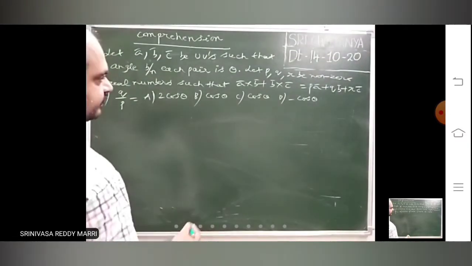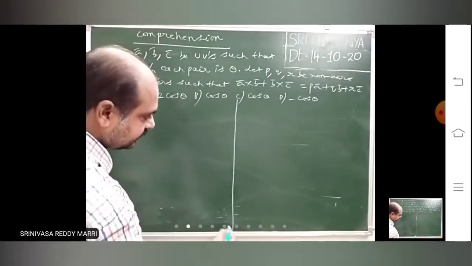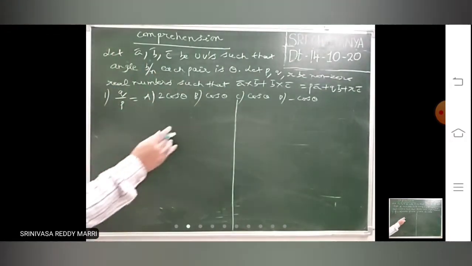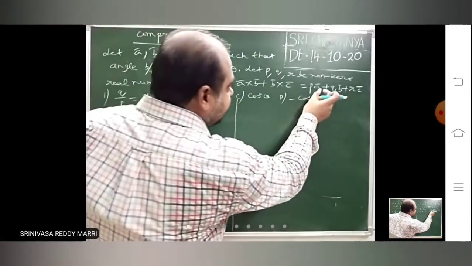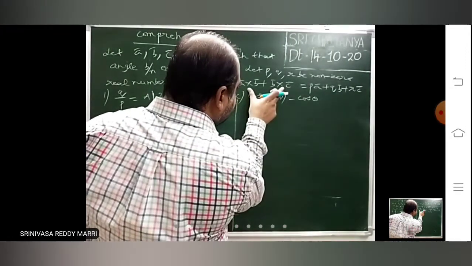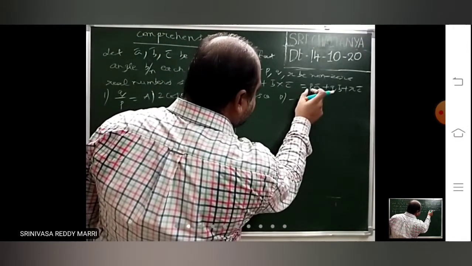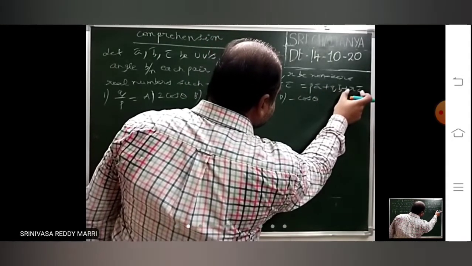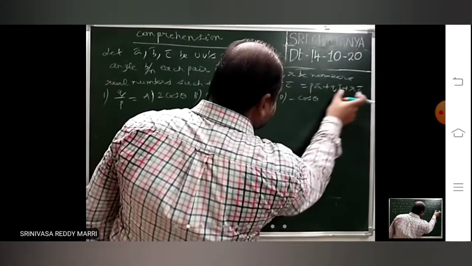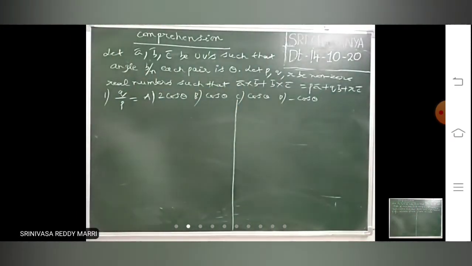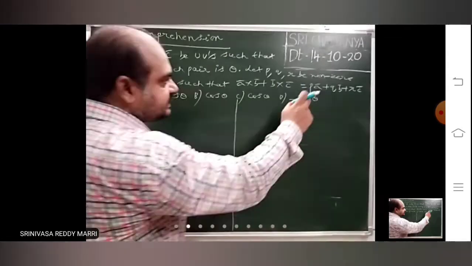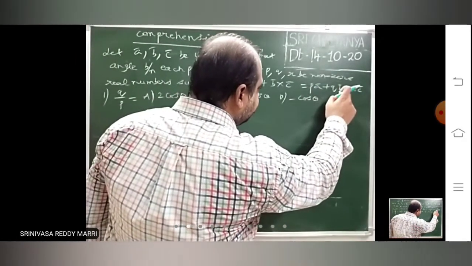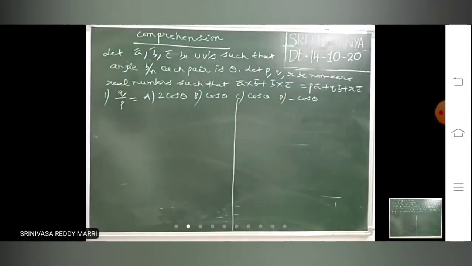For these types of problems, how the problem can be done is, look at here. This side, this vector is expressed like some constant into A bar plus some constant into B bar plus some constant into C bar. Whenever it is expressed like this, what you have to do is, these three vectors are there, A bar, B bar, C bar, right? With those three vectors, you do the dot product on both sides.